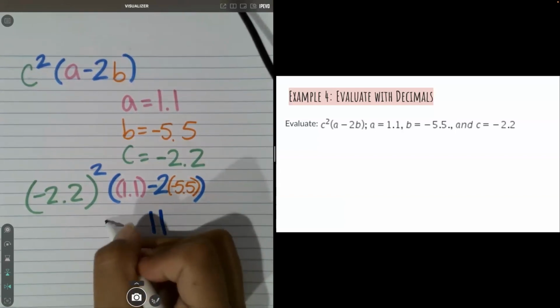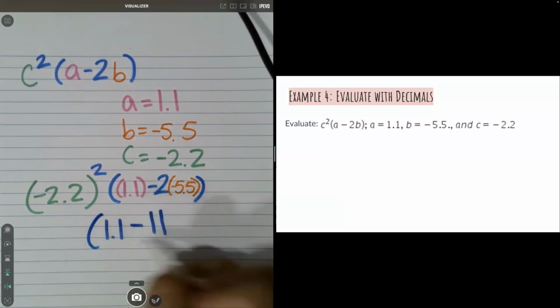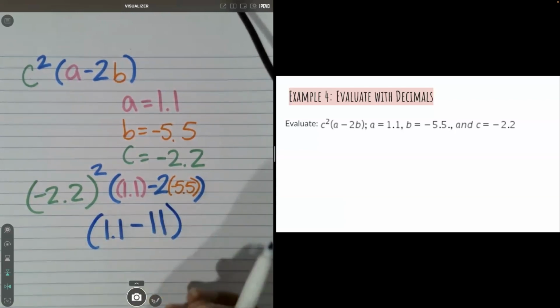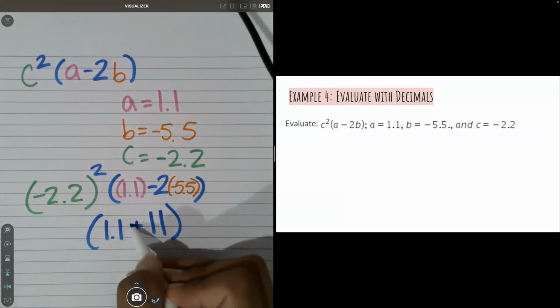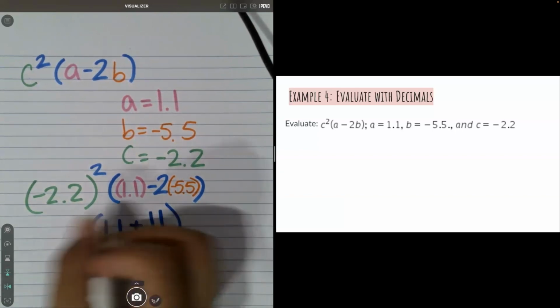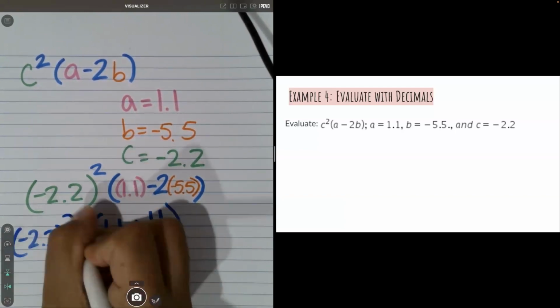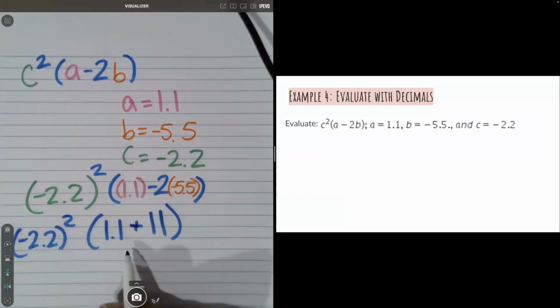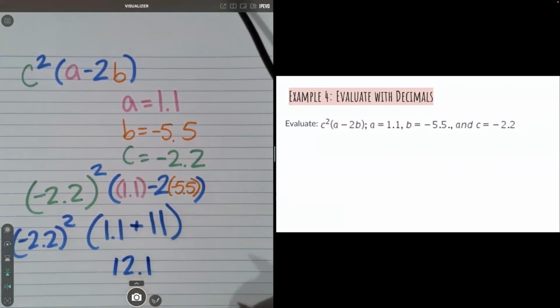So now I can have 1.1 minus positive 11. Oh, actually, negative times negative is a positive. So this will be replaced with an addition sign. And altogether, because this is still in my parentheses, I do that before I do my exponent. So I have to figure out what this is altogether. And that is 12.1.